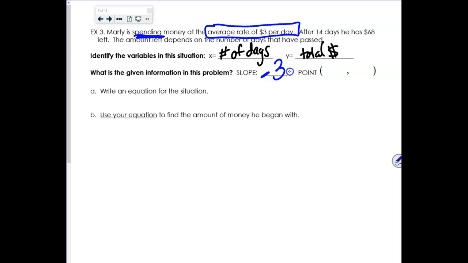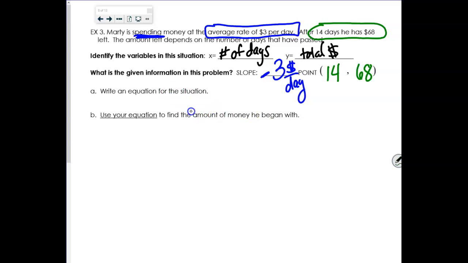Why is it -3? Because we're spending the money. Yeah, so you're losing $3 per day. That's the slope. There is an ordered pair sitting here if you look closely. 14 days, $68 right there.